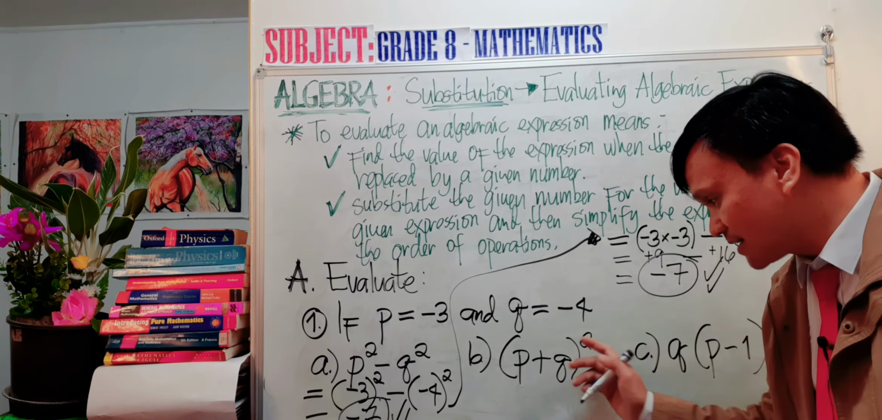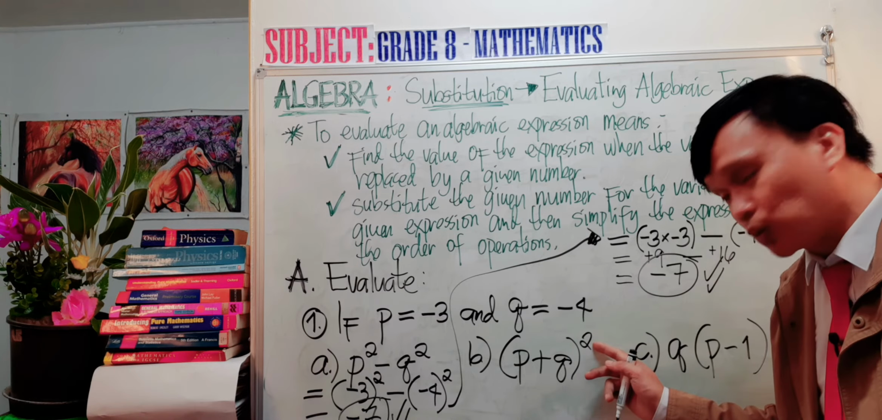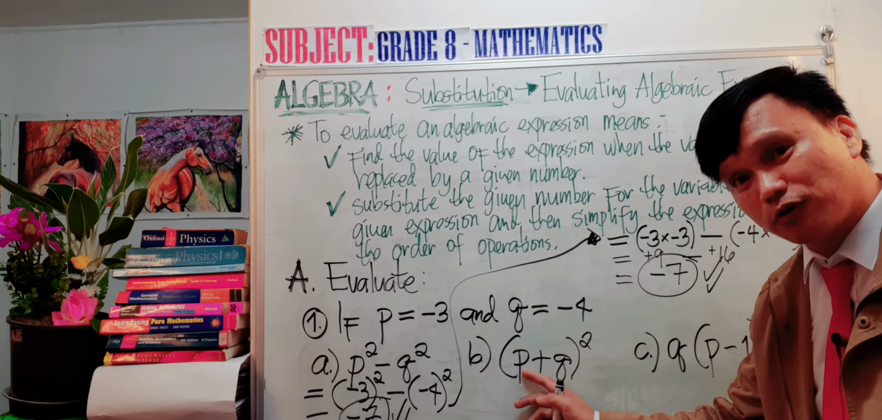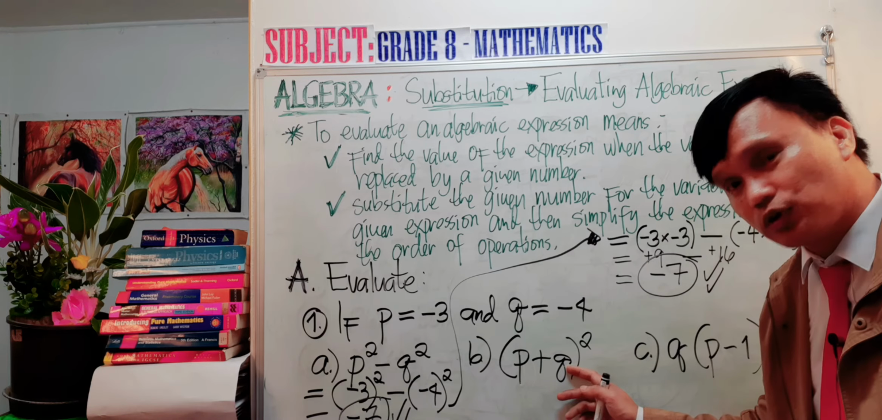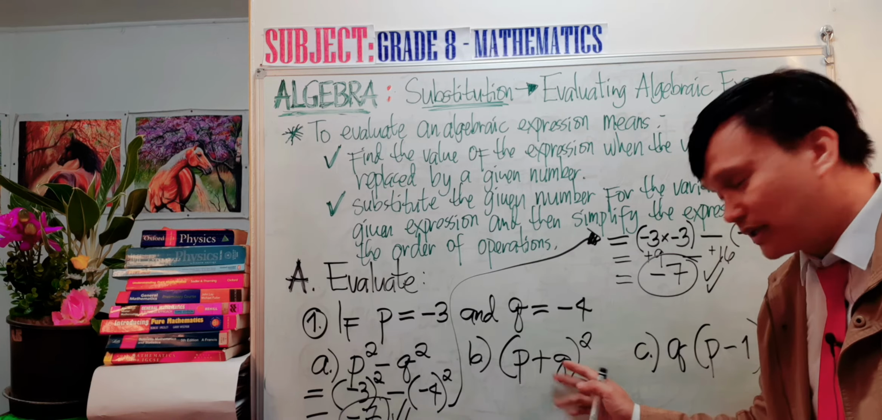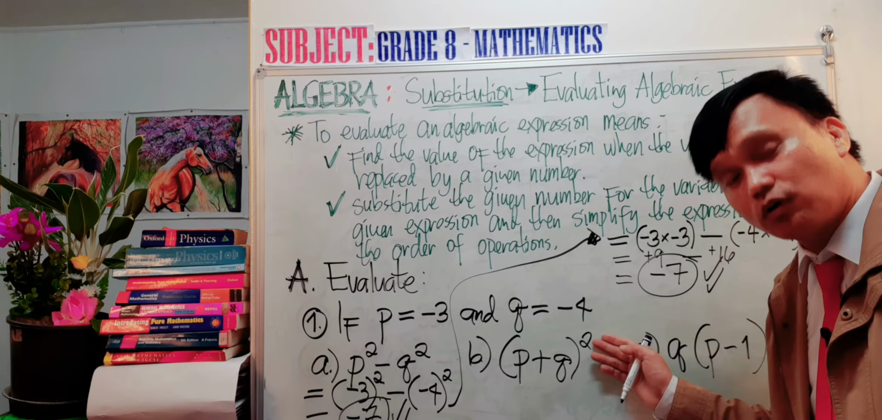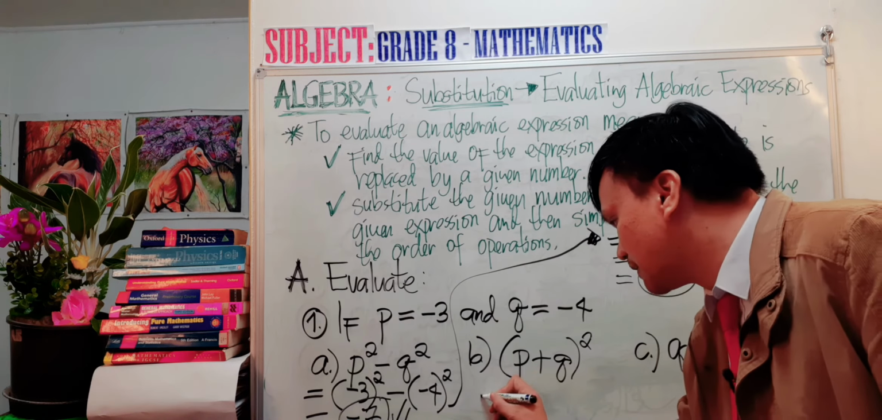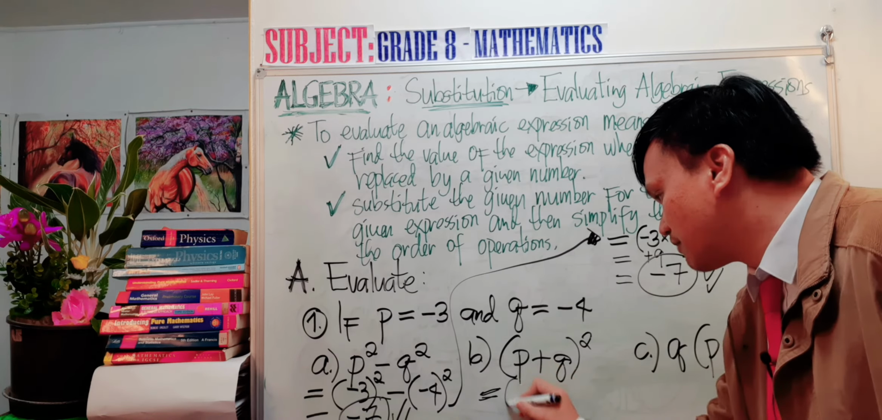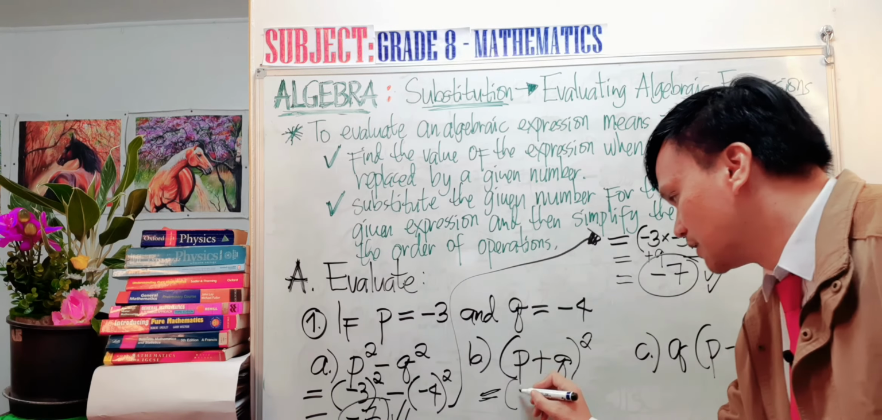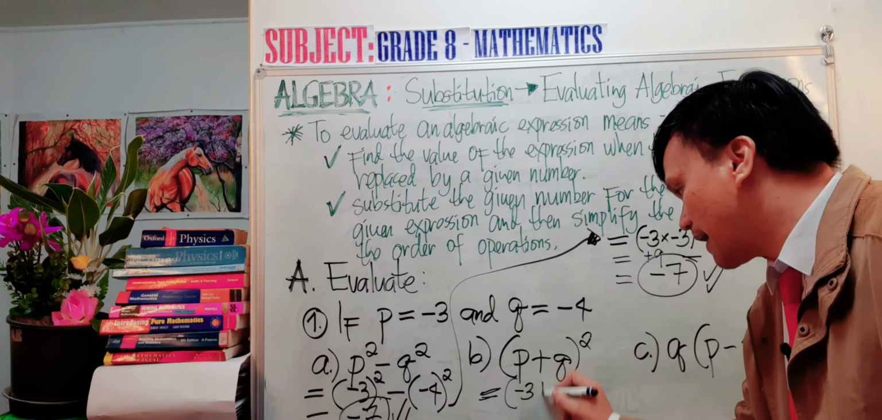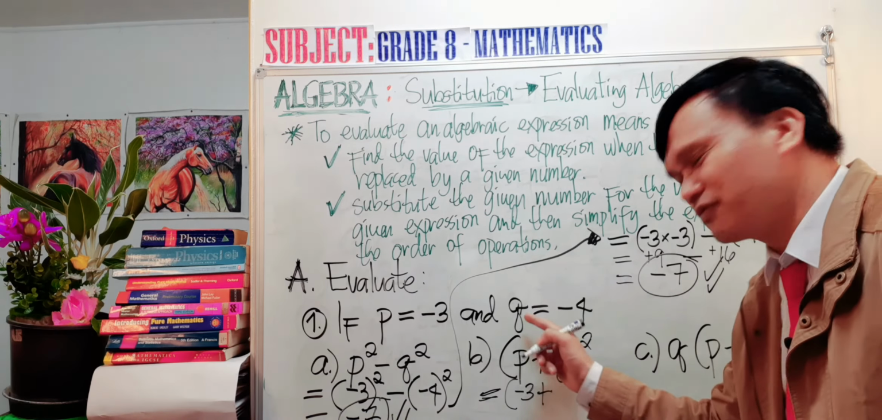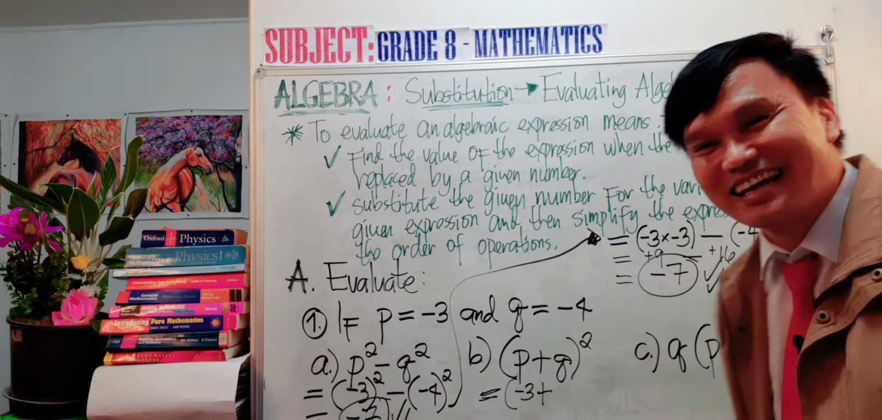It tells us that the base of the power 2 is the common base P plus Q. It is not just only for P, it is not just only for Q, but P plus Q is the common base of the power, or the exponent, or the index 2. All right? So when we substitute it, it will become like this. What is the value of P? Negative 3. So that is negative 3 plus, what is the value of Q? The value of Q is negative 4.